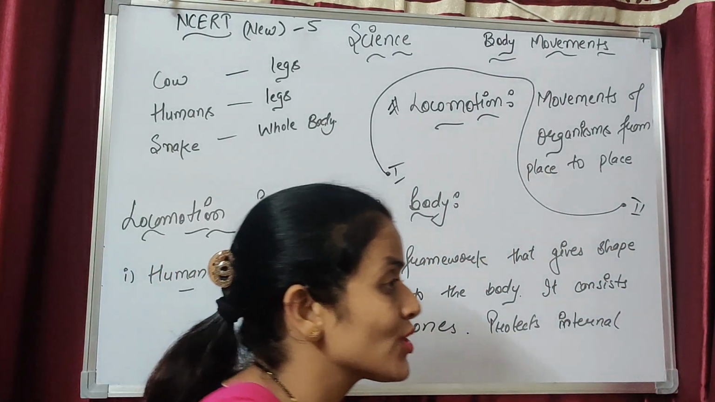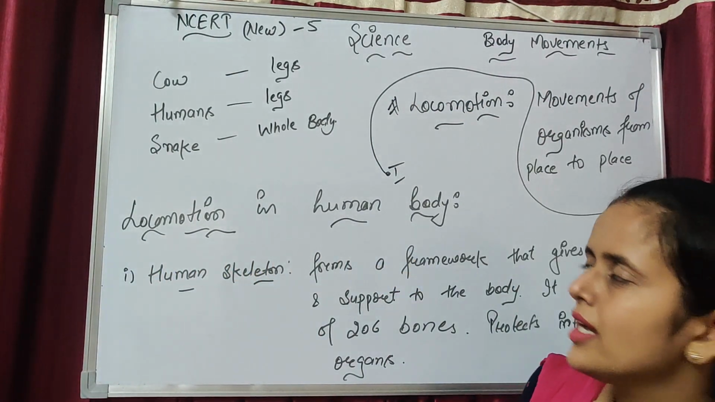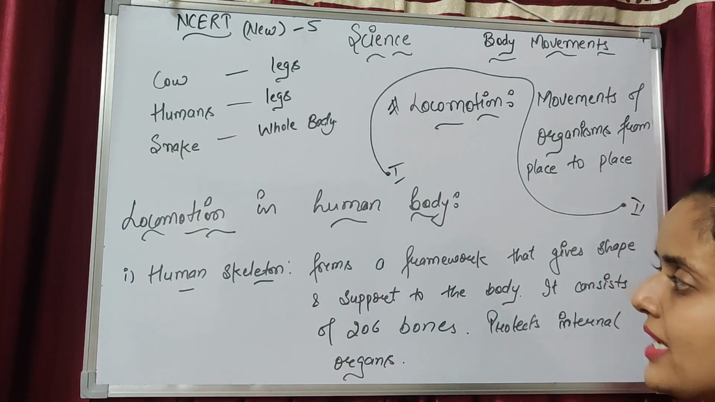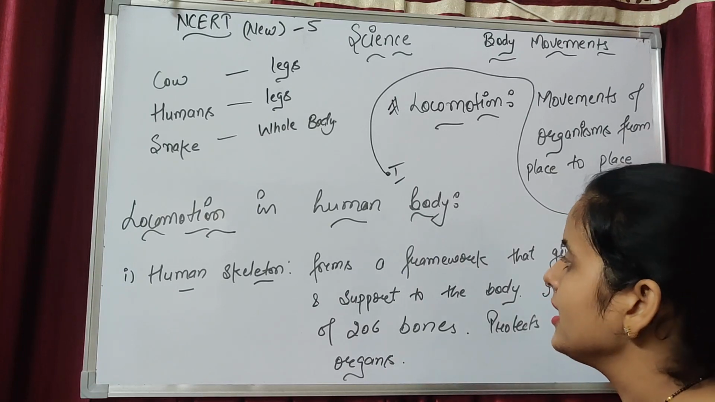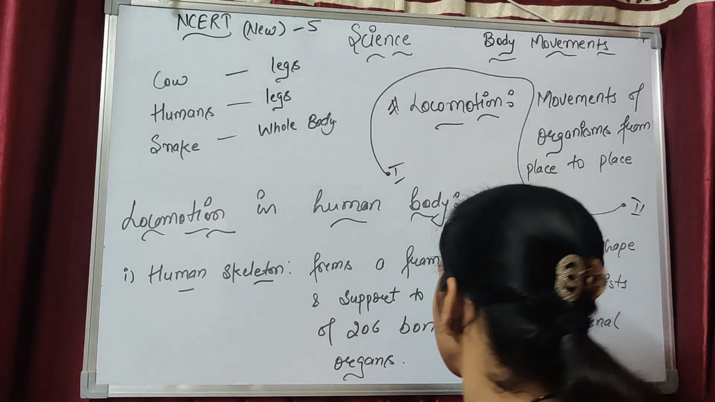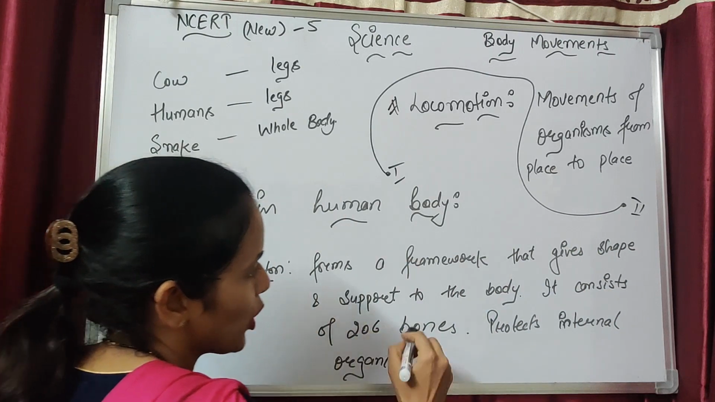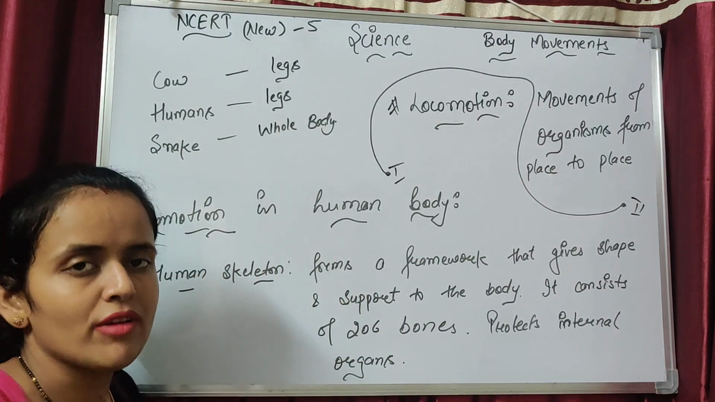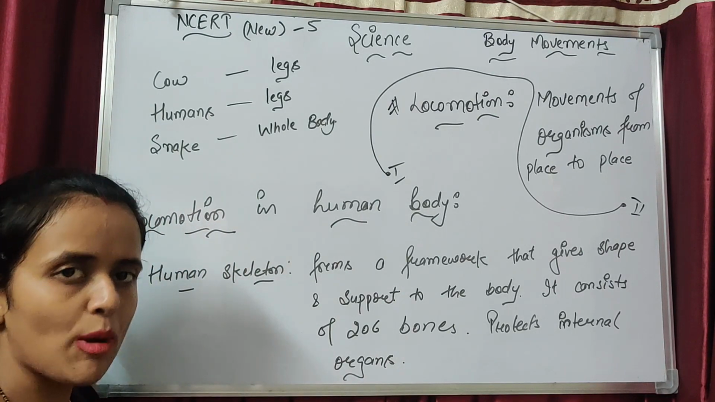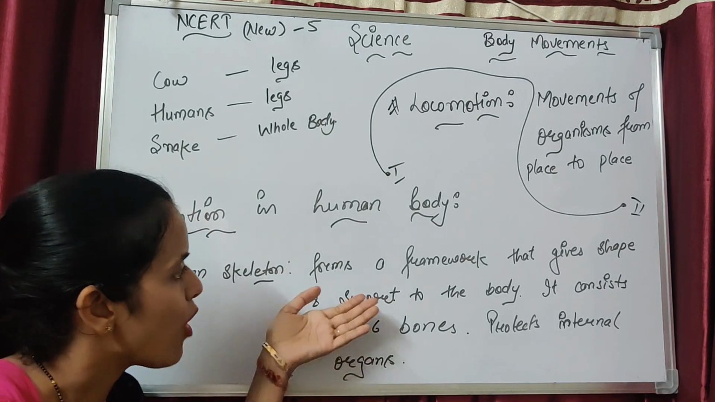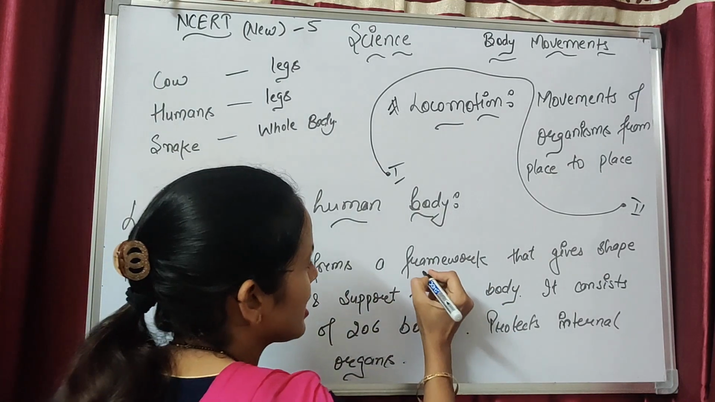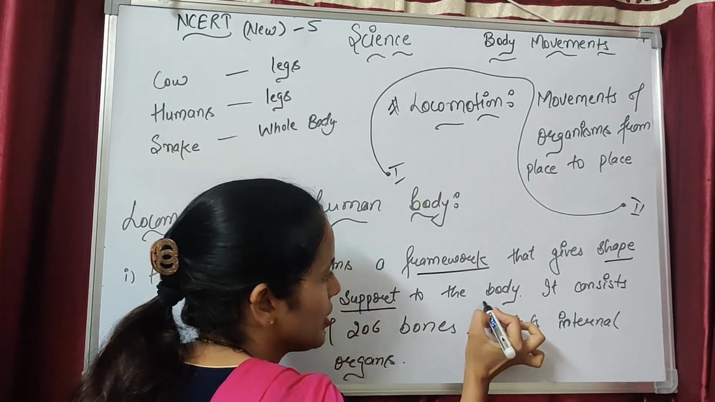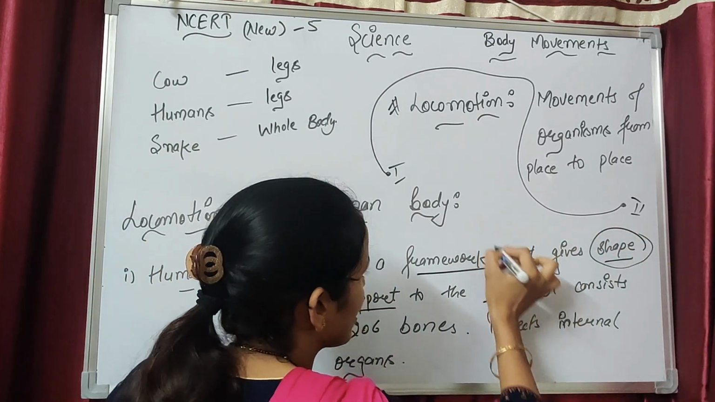Now, locomotion in the human body. The first part is the human skeleton. The human skeleton forms a framework that gives shape and support to the body. We all know that the skeleton gives us the framework of our body, and gives support and shape to our body. These are the important words.